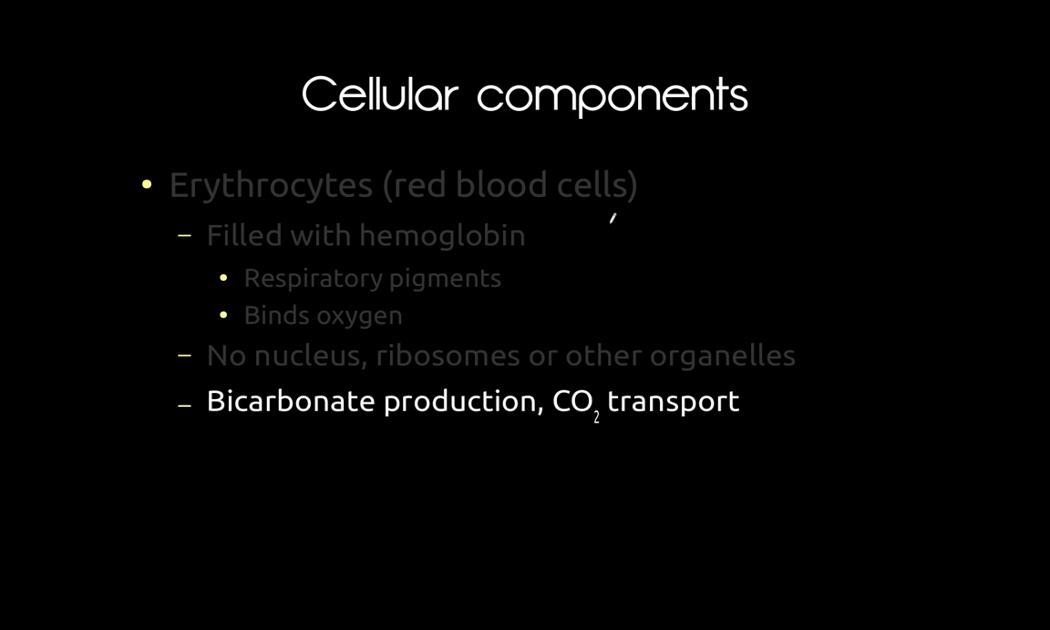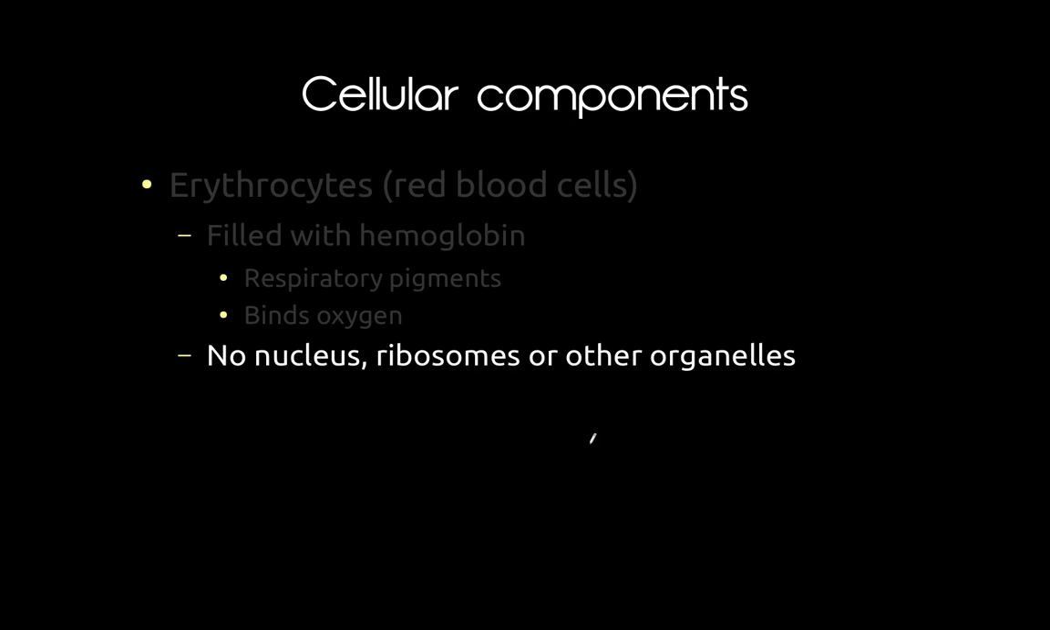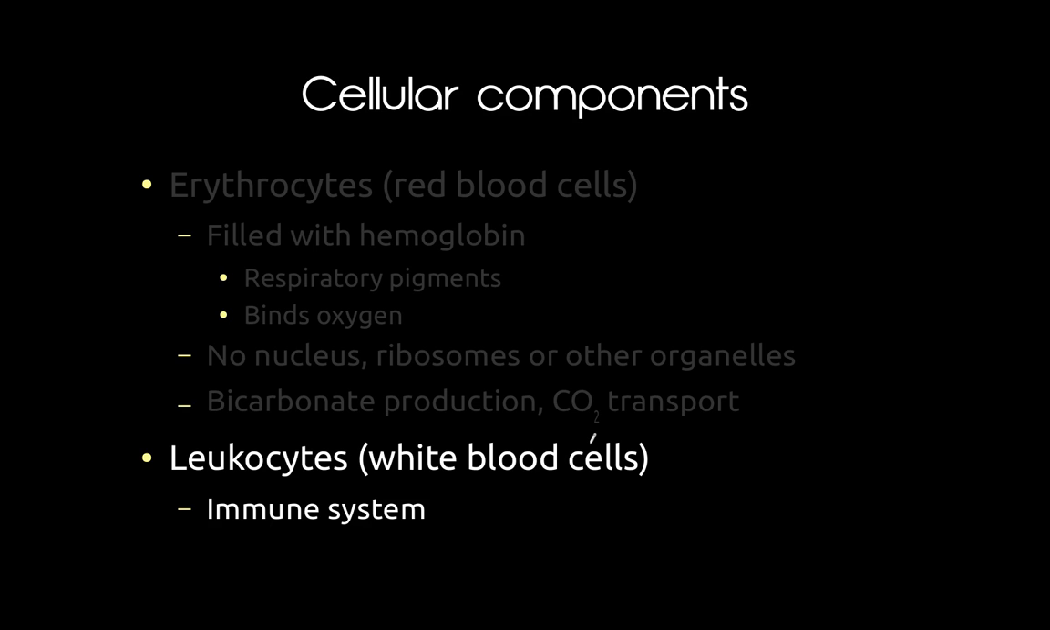But erythrocytes actually have several other important functions as well, not just oxygen binding and transport. And these two are kind of at the top of that list. They're both actually related to each other. We'll come back to that in a while, but really bicarbonate production and also carbon dioxide transport are important functions of erythrocytes. And then finally we also have leukocytes, which are white blood cells. Again, these are working in the immune system. I'm not going to talk too much about that.